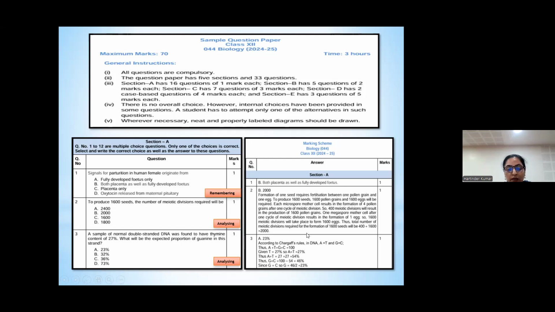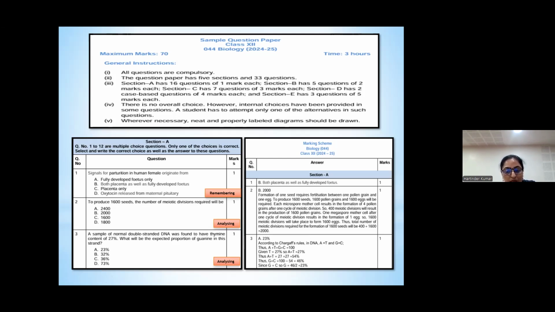Next one is, again, they have to calculate the percentage according to the nitrogenous bases present in the DNA. A sample of normal double-stranded DNA was found to have thymine content of 27%. What will be the expected proportion of guanine? Here we follow Chargaff's rules. The child has to remember Chargaff's rules, that is A equal to T, G equal to C. But here, whatsoever the percentage is, he has to calculate guanine.